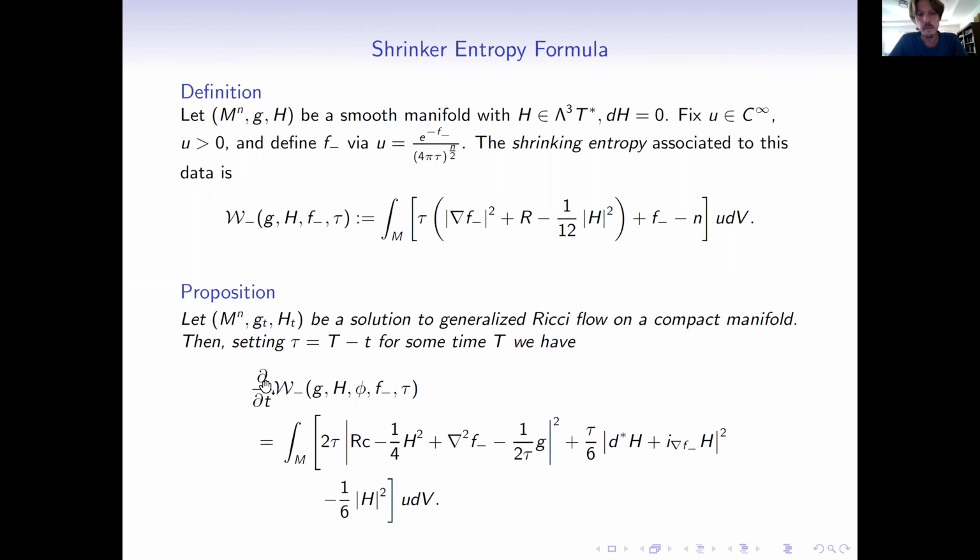So the time derivative of this W minus entropy with all of this data is as follows. It's the integral over M of 2 tau times this certain quantity, Ricci minus 1/4 H squared plus Hessian F minus minus 1 over 2 tau g. Again, this quantity is 0 if H is 0 and g is a positive constant Einstein metric or a shrinking Ricci soliton. Okay, and then again, we get this same d star H term, but then the unfortunate part is that we get this extra norm H squared term, but it has the wrong sign.